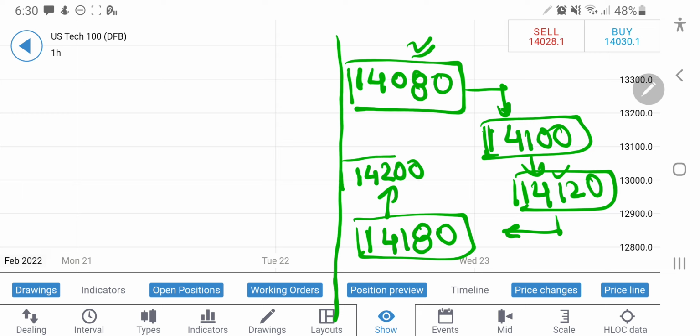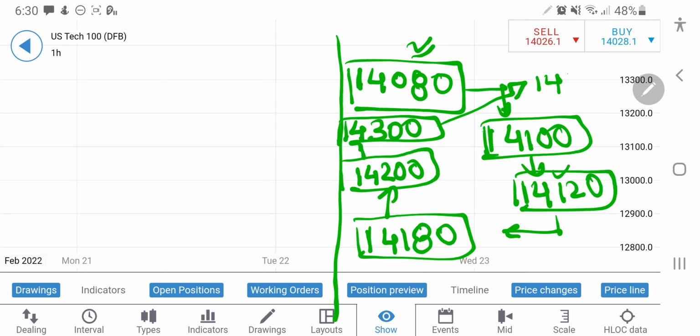And if you see it breaking 14,200, then the sky is the limit. It is going to hit 14,300 levels directly, and beyond that it will fly towards 14,400. On the upside it can try to hit 14,500 also, but if not today, then tomorrow it might try to hit this zone, but only if it trades above 14,200.